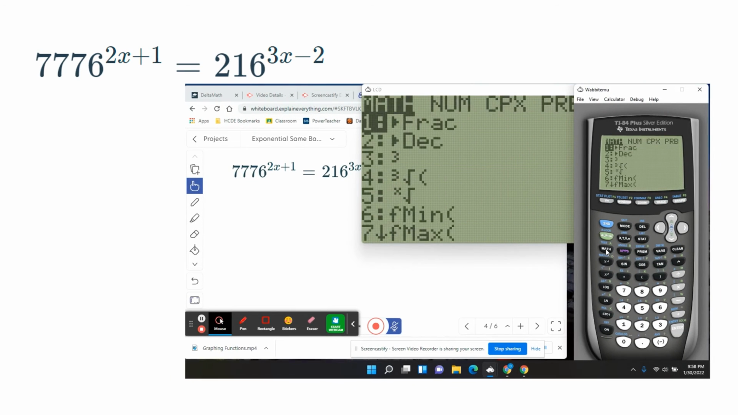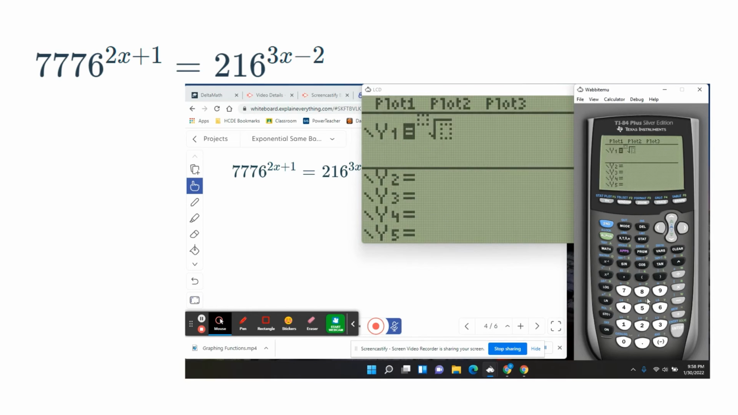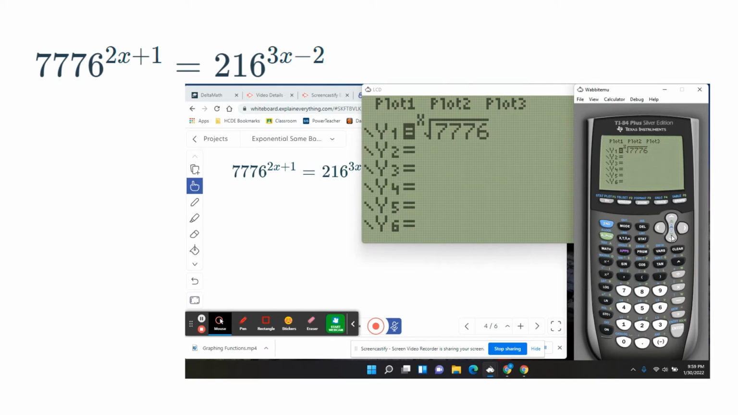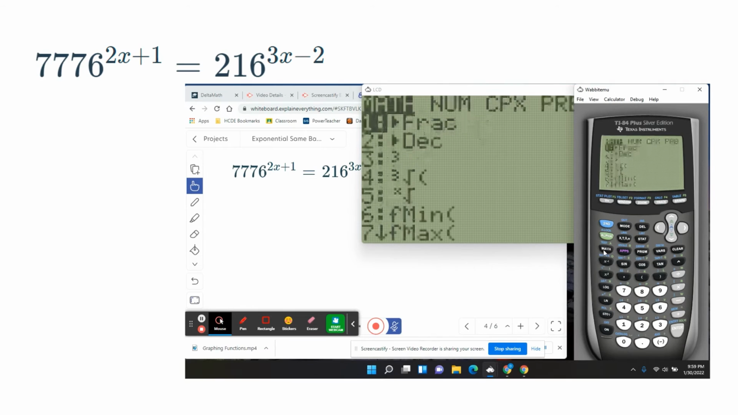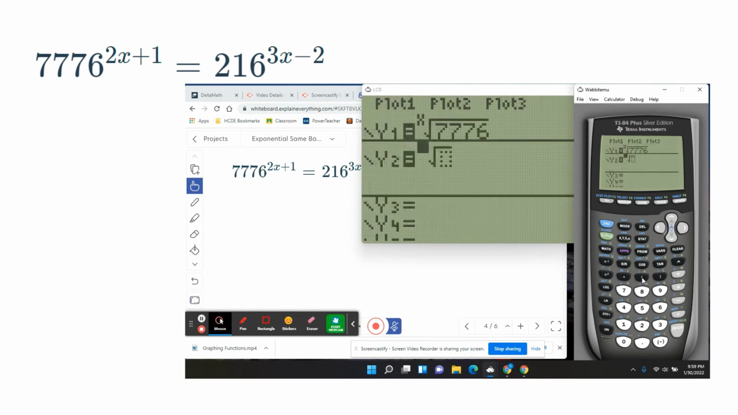If I hit math, you'll notice the fifth option is the unknown root. So I'm going to hit this, and I'm actually going to use the variable button here. I'm looking for any root that I can find where 7,776 will work. Now 216 is also a number I'm interested in, so I'm going to do the same thing. Option 5, unknown root, because I don't know what it is, and I want the highest one I can get, and then I do 216.